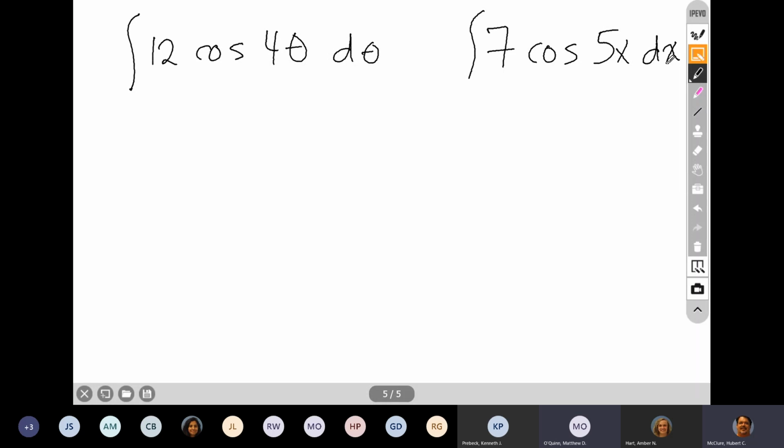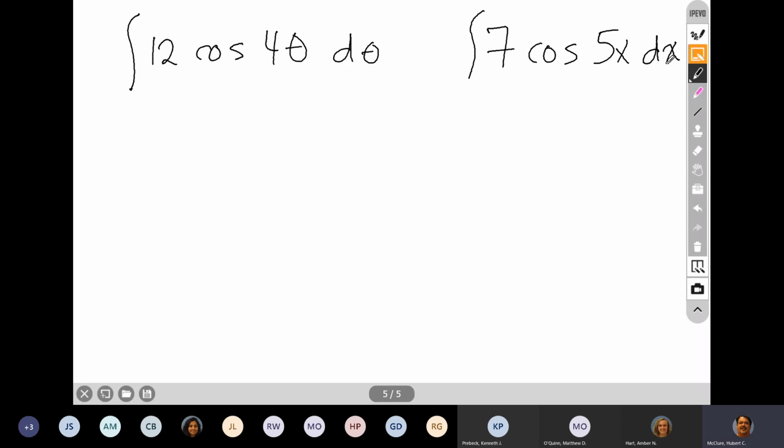That's about 2 minutes. So the first thing I'm going to do is I'm going to rewrite. The 12 is going to come out. Well, you could leave it in there and rewrite it as 12 d theta. So we'll go ahead and do that. I was thinking of the 7, but you could leave the 7. Yeah.